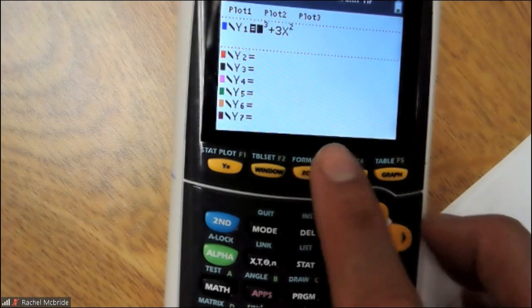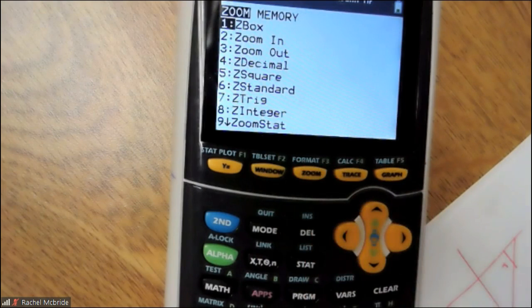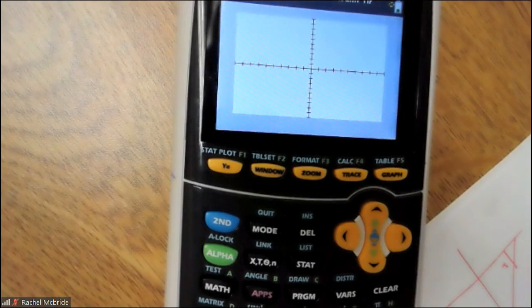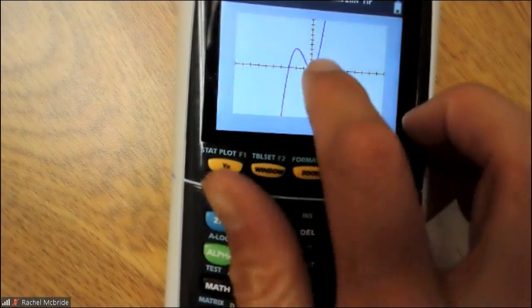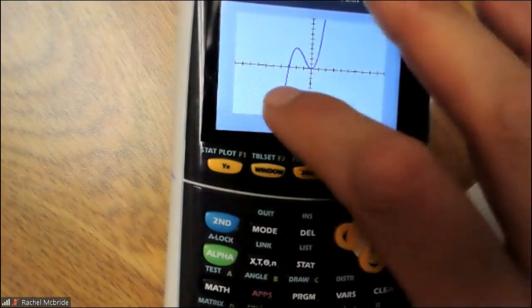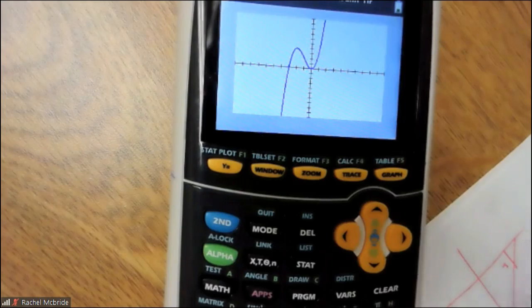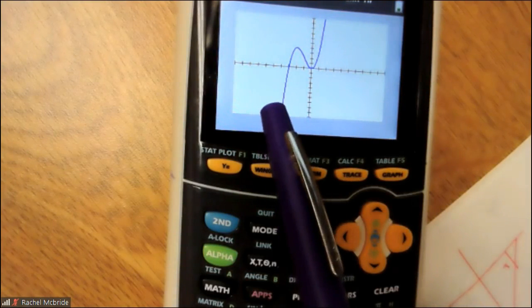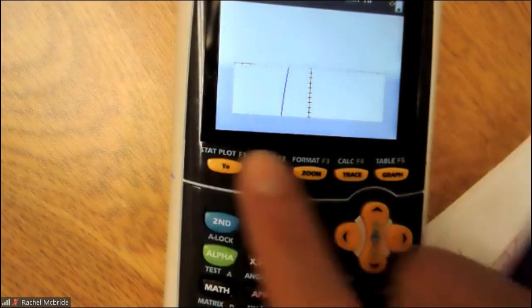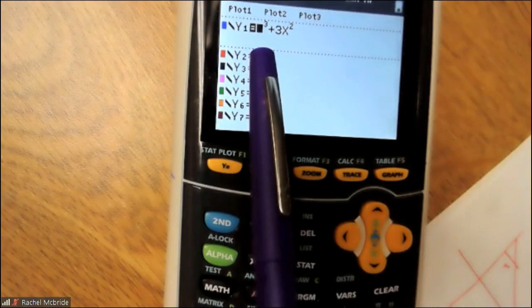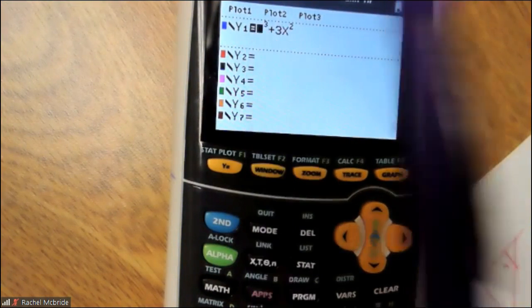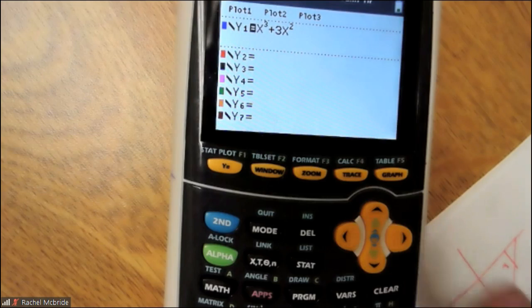So I'm going to hit zoom. I'm going to go to option 6, just so my graph is centered perfectly from -10 to 10 on both. So I can see that my graph goes up and down. It starts low and ends high. So that tells me that this is an odd function with a positive leading coefficient, which again, I can see here, odd positive leading coefficient.